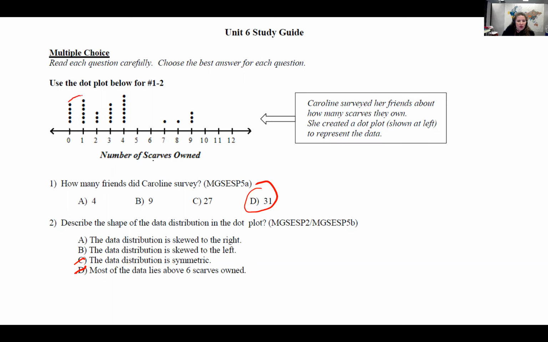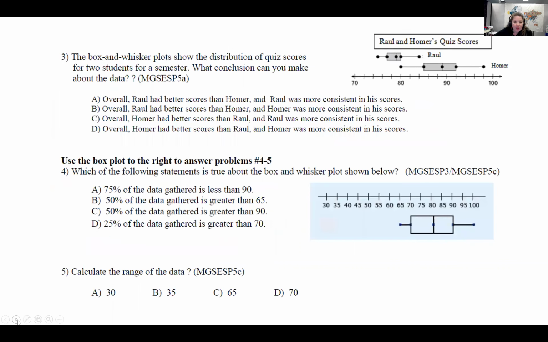So overall, if I drew above these dots, even though it's not completely consistent, my tail definitely trails off on the right. So we're going to say the data distribution is skewed to the right. That's the best answer.